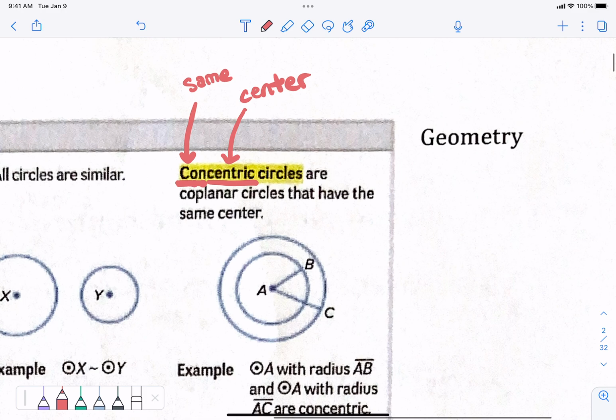Each one of these circles, there's two circles right here, and they each have the same center, and that is center A, right? Like they each are centered at A. When do you see concentric circles?